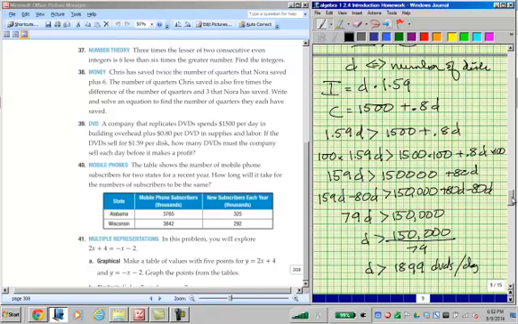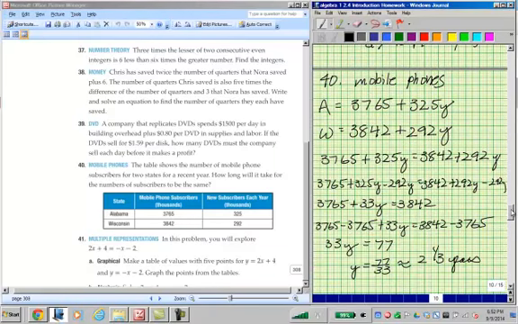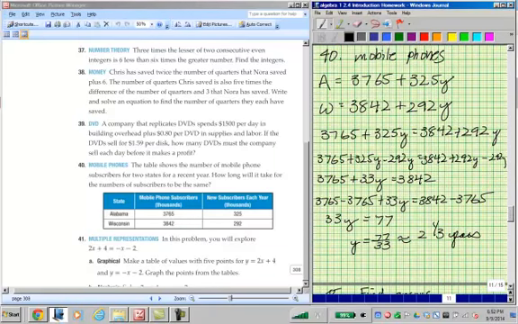198 point something. Well, you can't have point something of a DVD, because this is discrete, that is, we're always dealing with an integer. We don't have a part of a DVD, because part of a DVD is not a DVD. So anyway, to have a profit, you must sell more than 1,899 DVDs per day for your income to exceed your expenses.